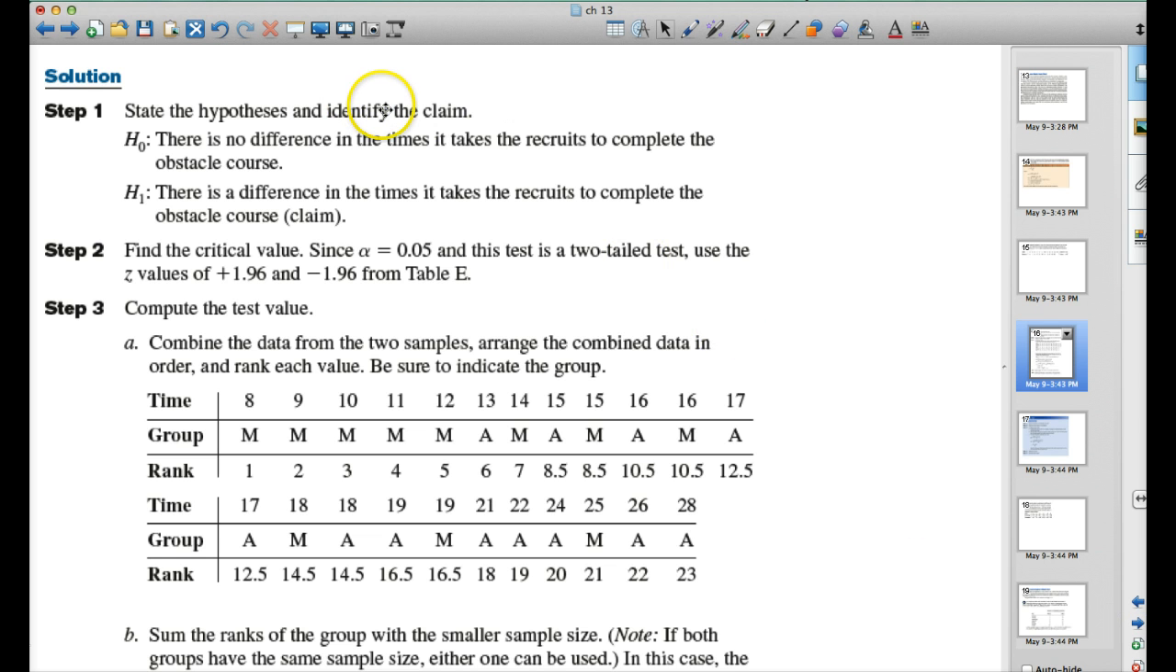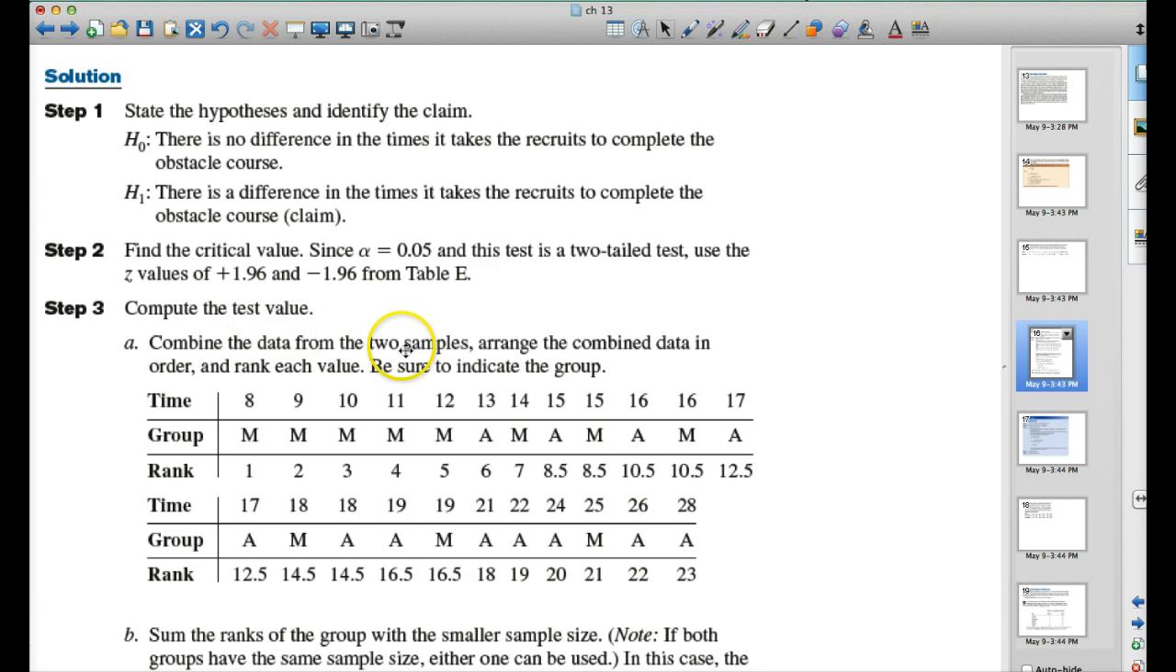First, we're going to state the hypotheses and identify the claim. There is no difference in the times it takes the recruits to complete the obstacle course. There is a difference in times. That's the claim: there is a difference in times recruits take to complete the obstacle course. Find the critical value. Since alpha is 0.05, the test is two-tailed, using z values of 1.96 and negative 1.96. And we're going to compute the test value now.